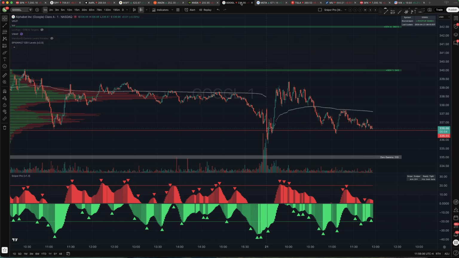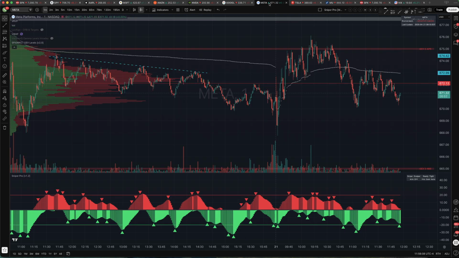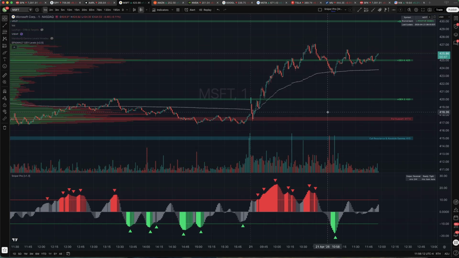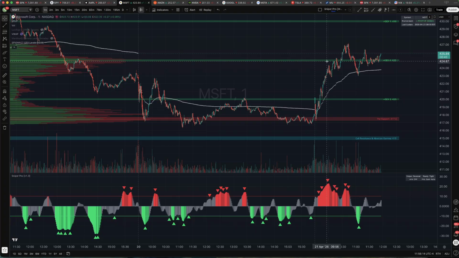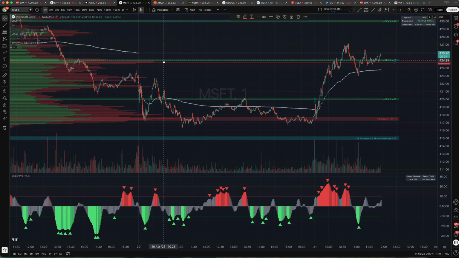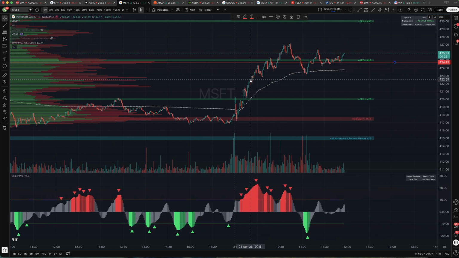So what I need to do is find some names that are moving a little bit more. So Microsoft. You can see this level that it's chopping around right now. If I get rid of the gamma exposure, I can draw a point of control level right there in red. And then if I come back out and I add that, you can see that that and that 425 strike are very close together. And so I would expect price to react off of those levels.